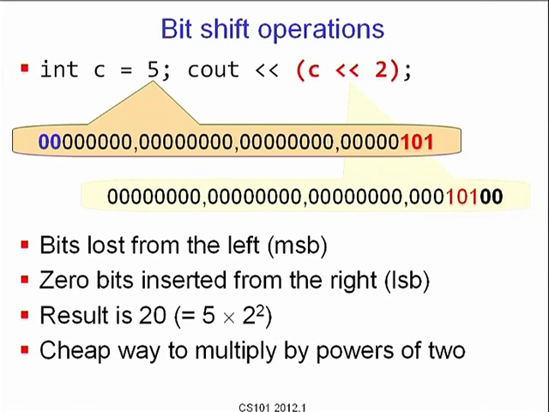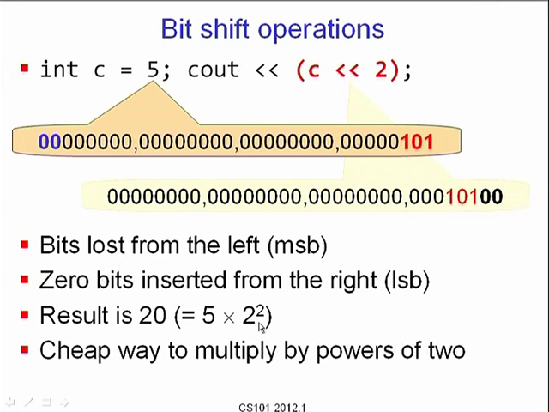So bits are lost from the left or the most significant bit side, and 0 bits are injected from the right or the least significant bit side. And the result, if this is binary, means this has weight 1, 2, 4, 8, 16. So it's 16 plus 4, the answer is 20. And why is it 20? Because I shifted it left by 2 positions, which implies a multiplication by 4.